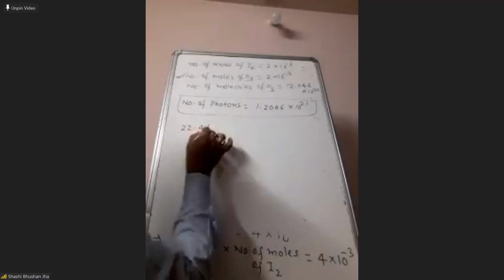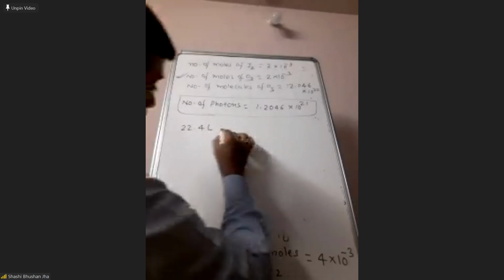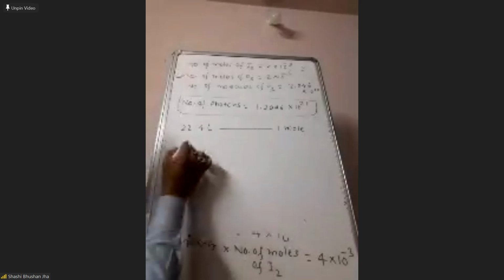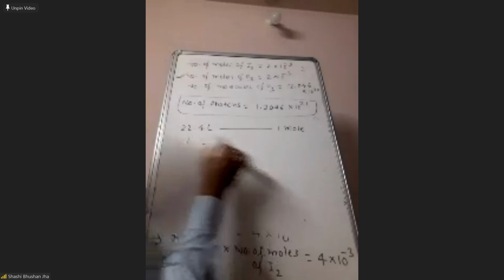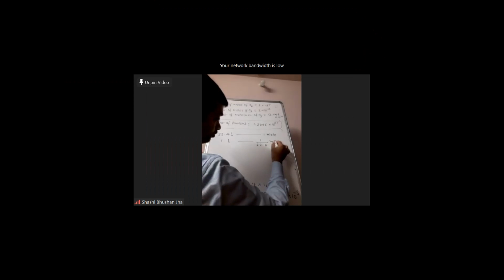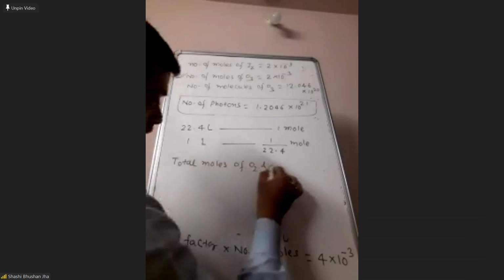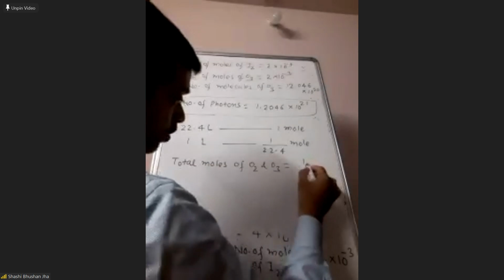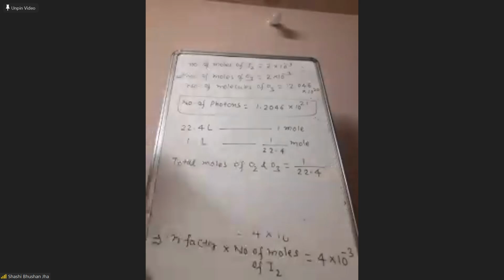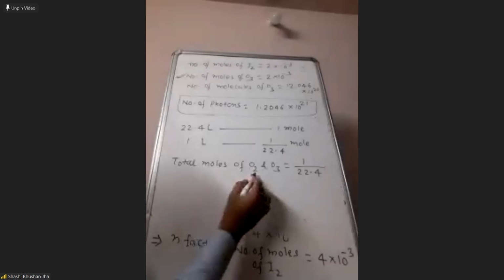22.4 liter is the volume of 1 mole at STP. So obviously 1 liter will be the volume of 1 by 22.4 mole. So total moles of oxygen and ozone is 1 by 22.4. This is the total number of moles of oxygen and ozone.